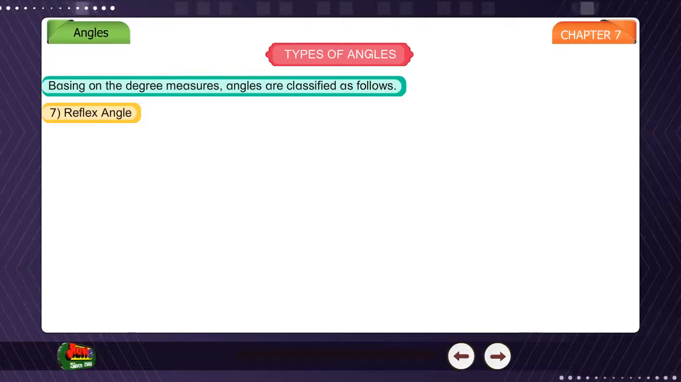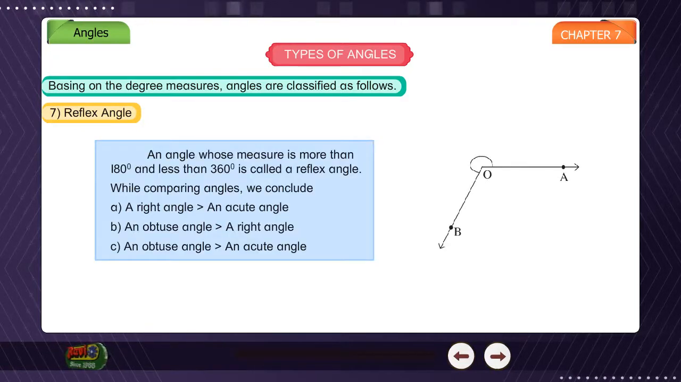7. Reflex angle. An angle whose measure is more than 180° and less than 360° is called a reflex angle. While comparing angles, we conclude: A. A right angle is greater than an acute angle. B. An obtuse angle is greater than a right angle. C. An obtuse angle is greater than an acute angle.